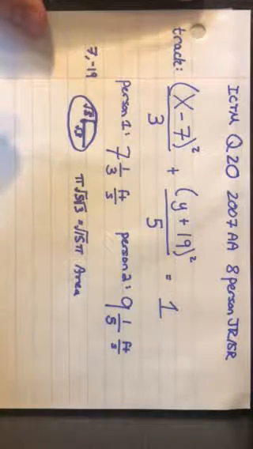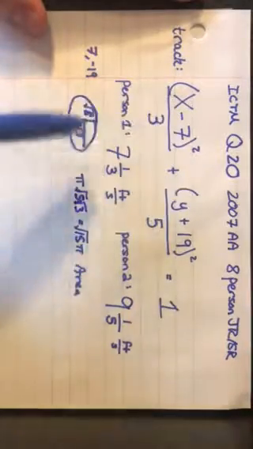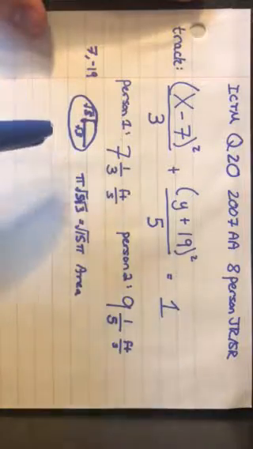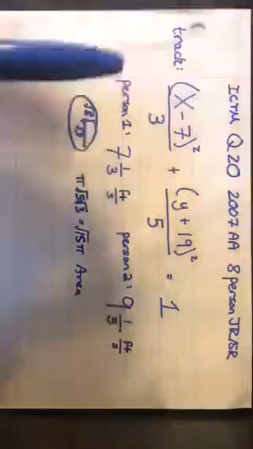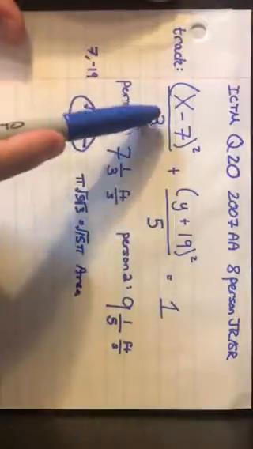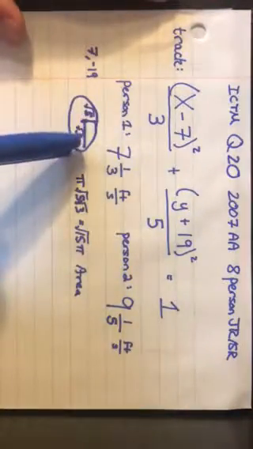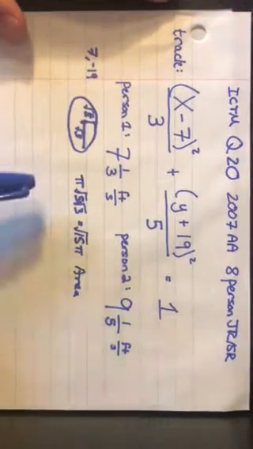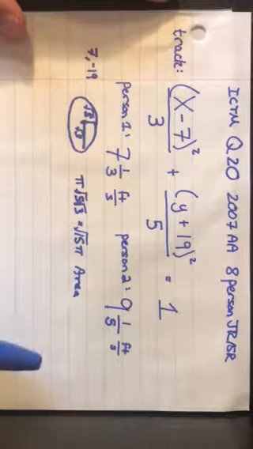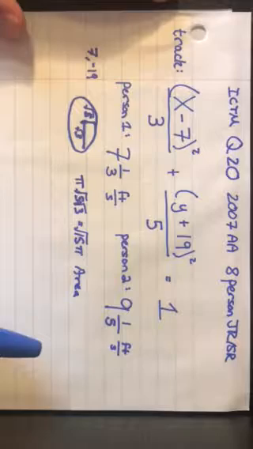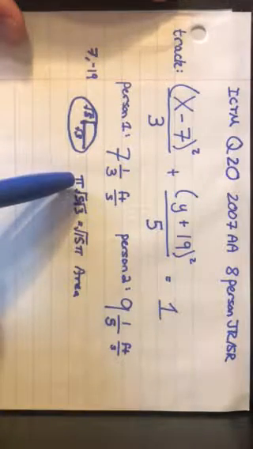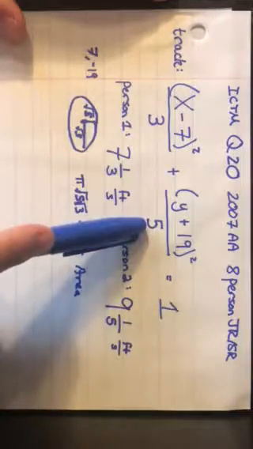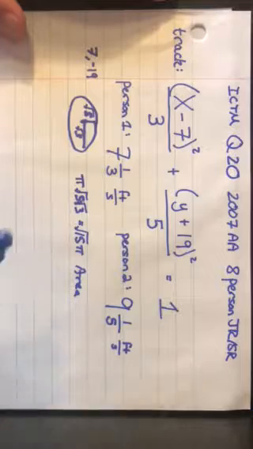So you know that the center of the ellipse is at (7, -19). So that'll be the center. And then you know that the half axes are going to be the square roots of these numbers. So with the x side, this will be the square root of 3, and the y side will be the square root of 5. Also, just to know about an ellipse, the area of an ellipse is pi times a times b, where a is the square root of one of these, and b is the square root of the other one in the denominator.